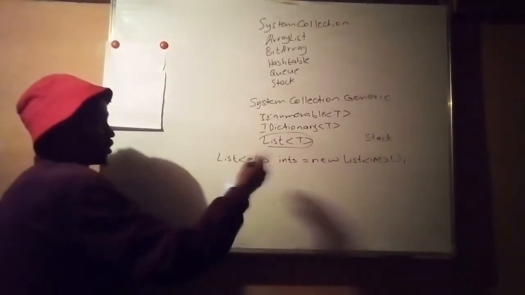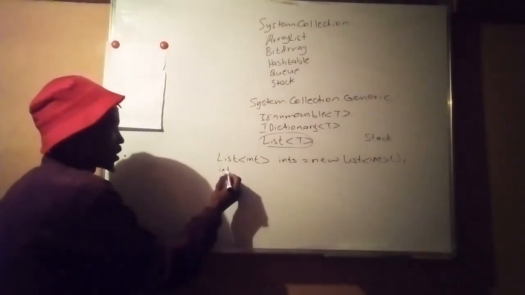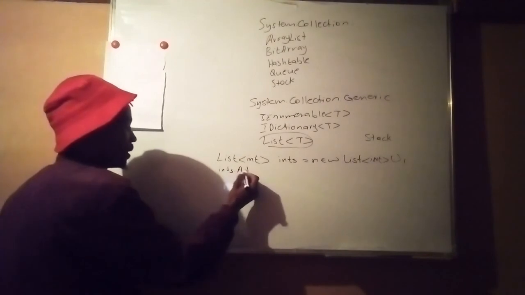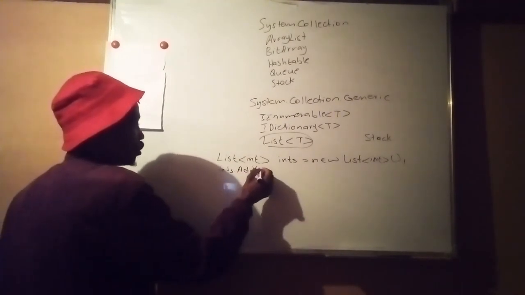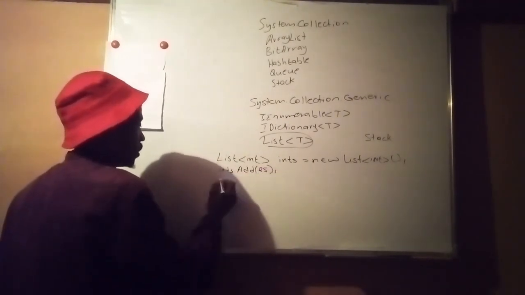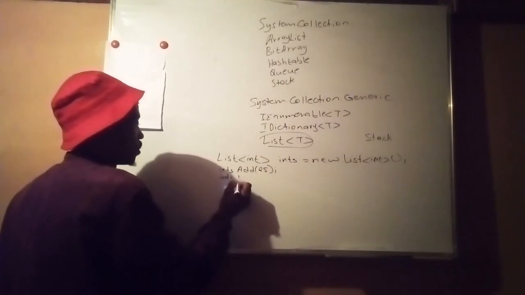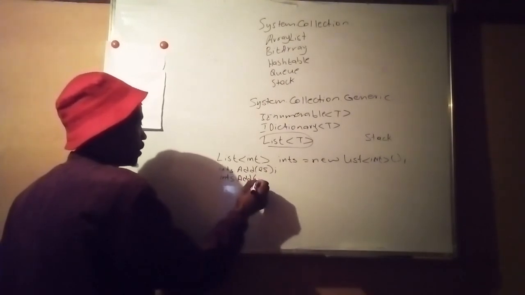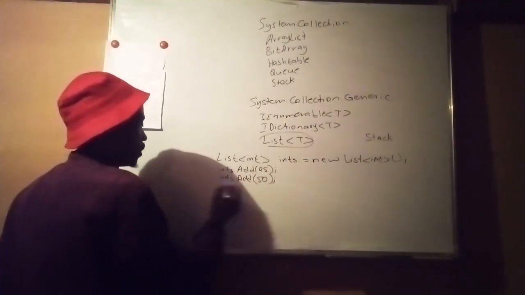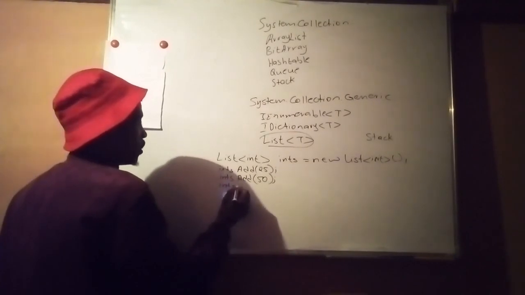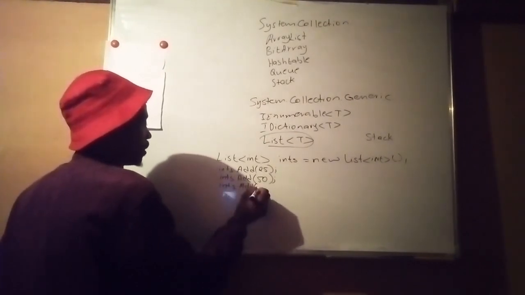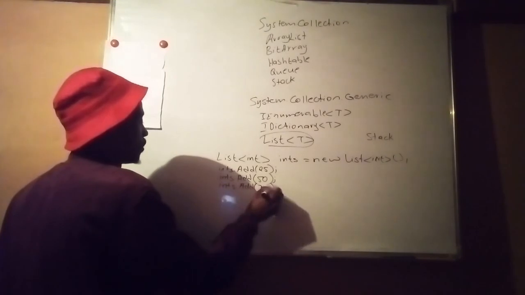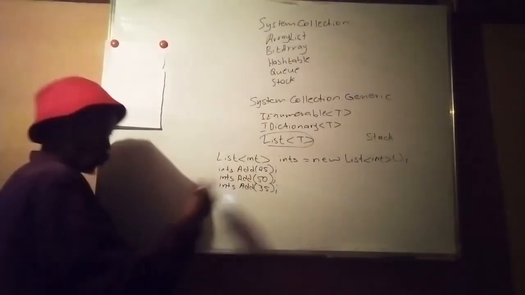Now you can start adding things using exactly the same methods actually. Dot Add 25, int dot Add 50, int dot Add 35, and so on and so on.